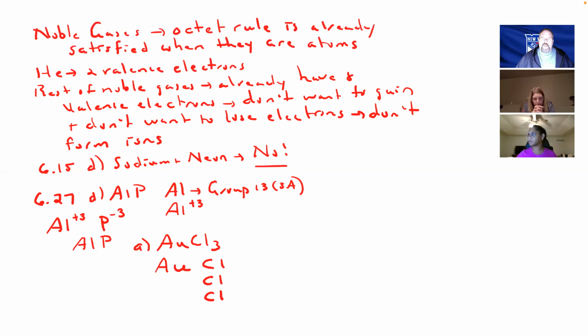Now, since chlorine is in group 17 or 7A, we absolutely know what the charge of each of these ions has to be. Each one of them has to be a -1 charge. Chlorine only forms one type of ion, with a -1 charge. Again, at the end of the day, the sum of the charges has to add up to 0. So what does the charge of the gold have to be here? It has to be +3.